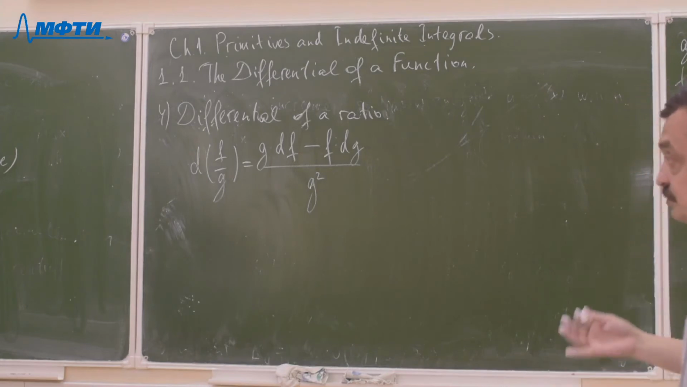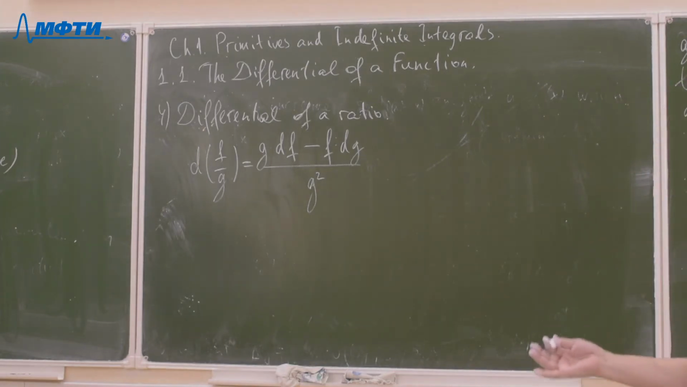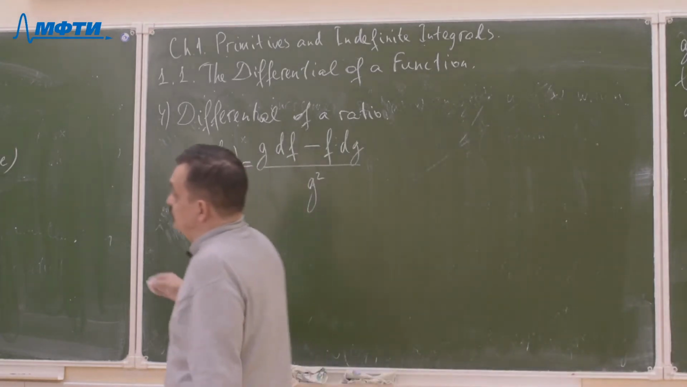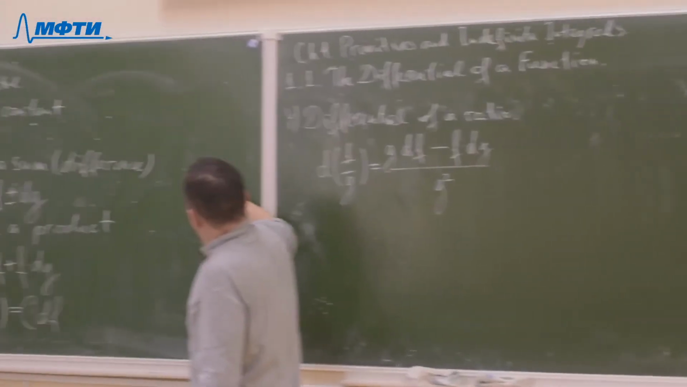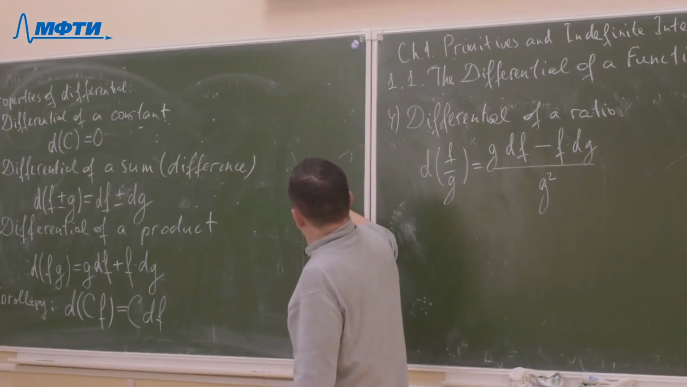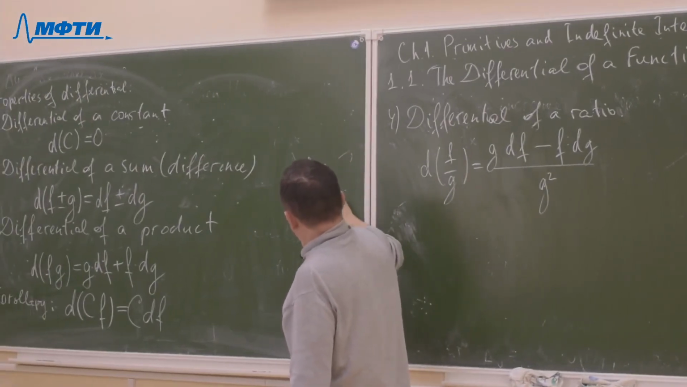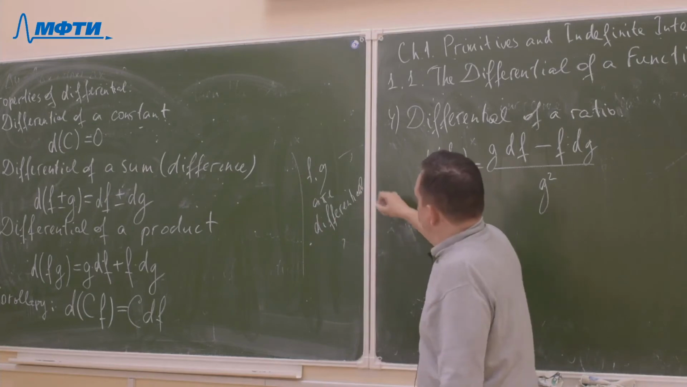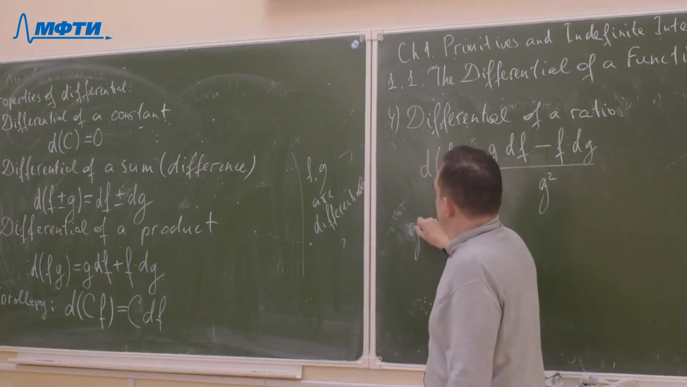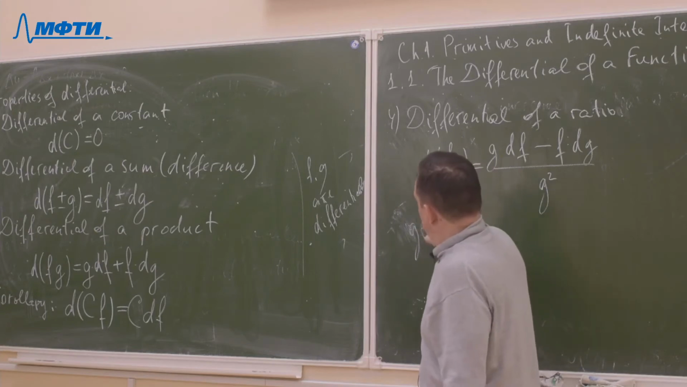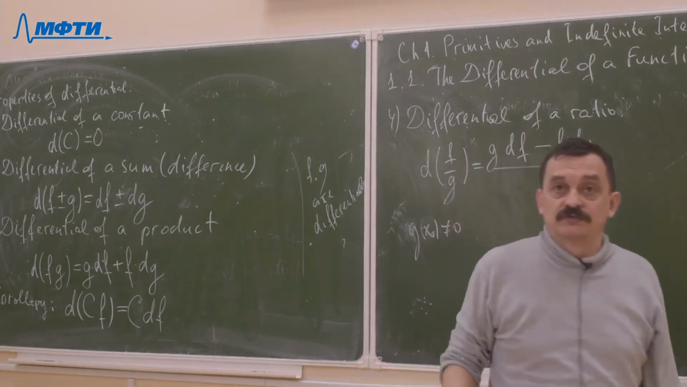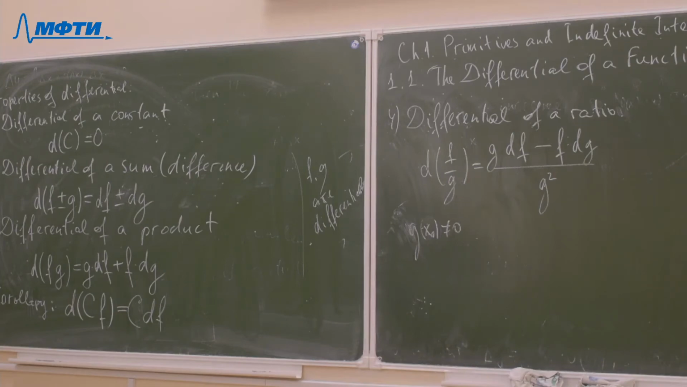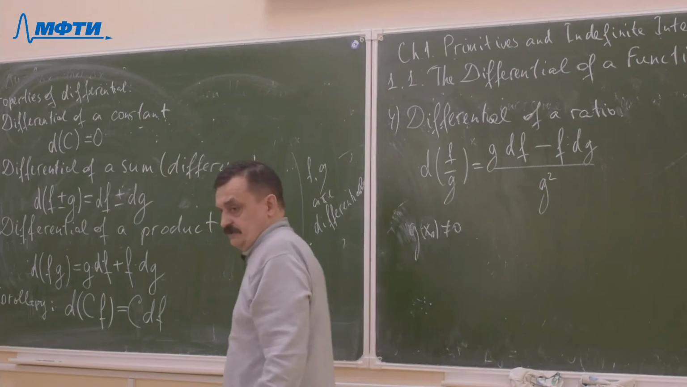Of course, we should suppose something about the functions. What is supposed? Here, f and g are differentiable, right? Differentiable. And one extra supposition for the denominator: g not equal to 0, in fact, at the point where we compute the differential. Because, remember, the differential is computed at a point. Okay, but we'll consider it after the break in more detail.